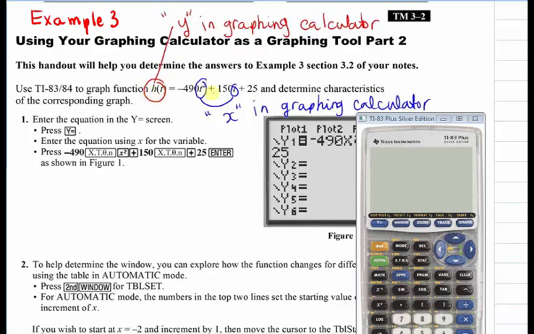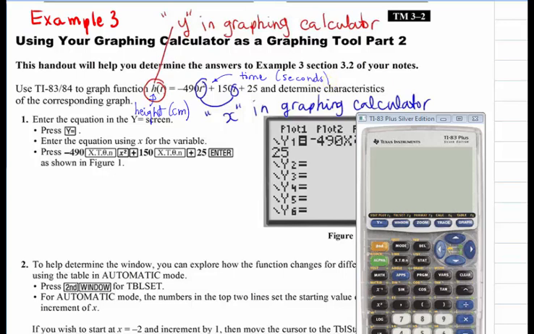Okay, so here's your function. Okay, h of t equals negative 490 t squared plus 150 t plus 25. In your graphing calculator, the variable h is going to be y. Okay, so this is going to be your height, and your height will be in centimeters. Your t coordinate in your formula is going to be your x in your graphing calculator, and the t is time in seconds.